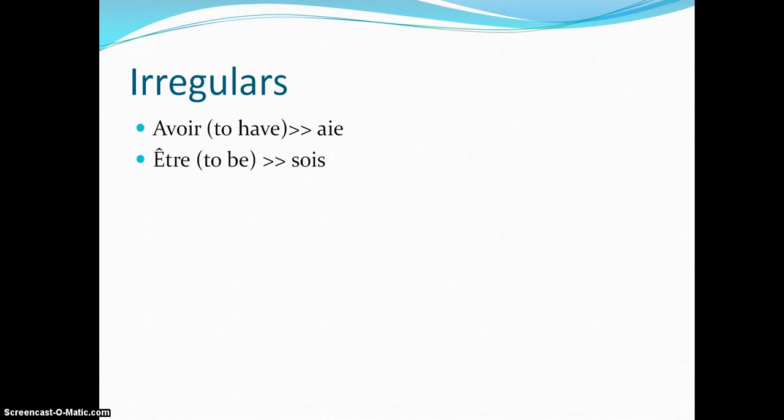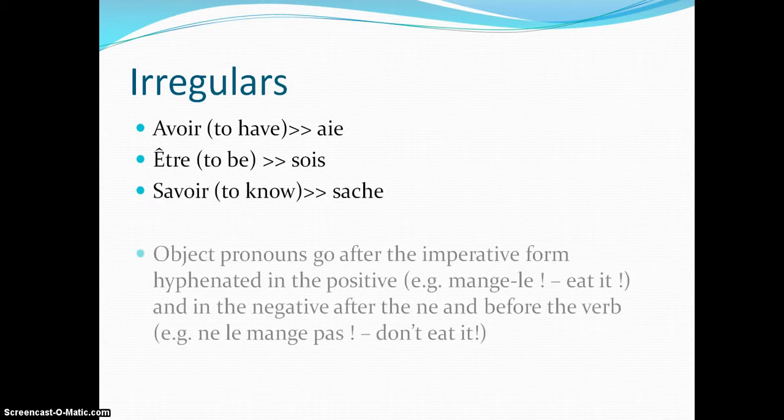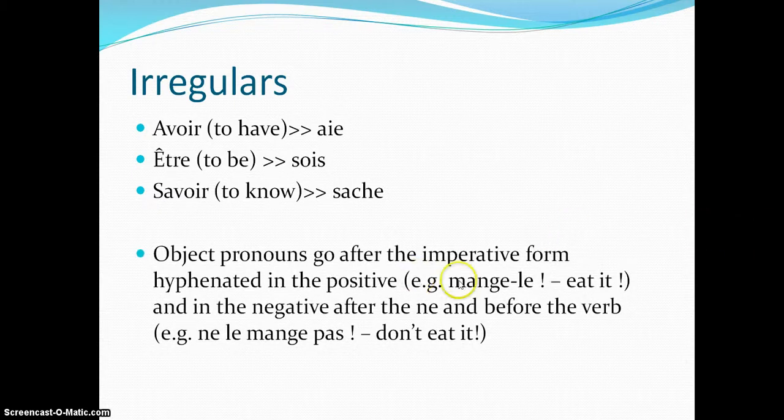For irregulars, again, if you have a look at your verb tables in the present tense, that will help you a lot. But there are some obvious irregulars. Avoir, for example, goes to aie, être to sois, and savoir to sache. It might also be worth noting that object pronouns in the positive form go after the verb and are hyphenated. So mange-le, eat it. But when it's negative, the object pronoun stays before the verb. So ne le mange pas, don't eat it.